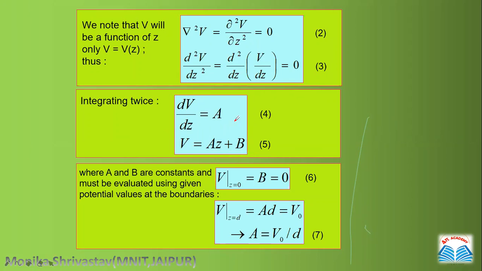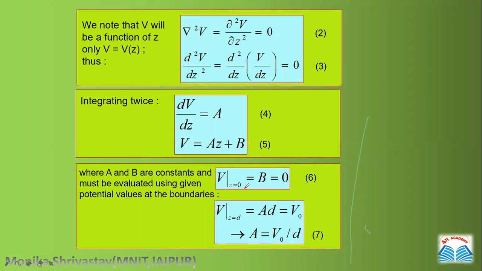Now we want to know the values of this A and B. For a unique solution, we have to apply boundary conditions. The first boundary condition will be at z equal to 0, and the second boundary condition will be at z equal to d. Both conditions are given in your question also. A and B are constants, and we will evaluate these.